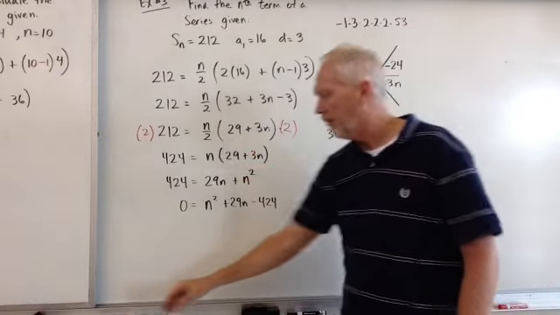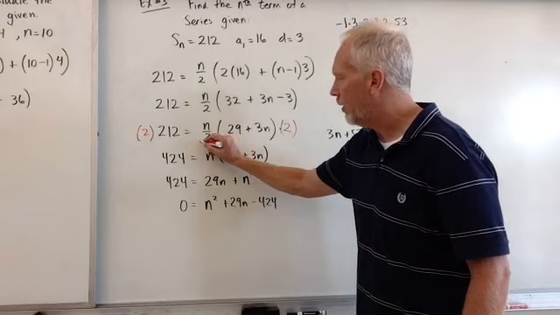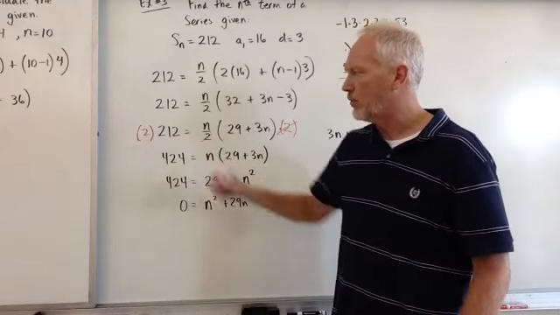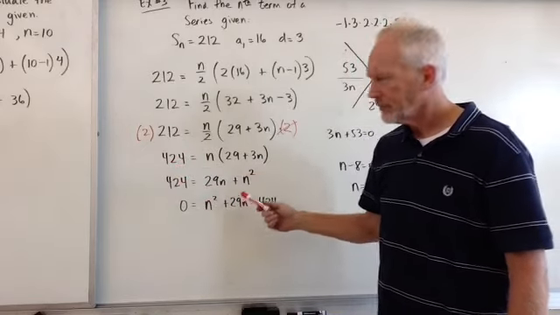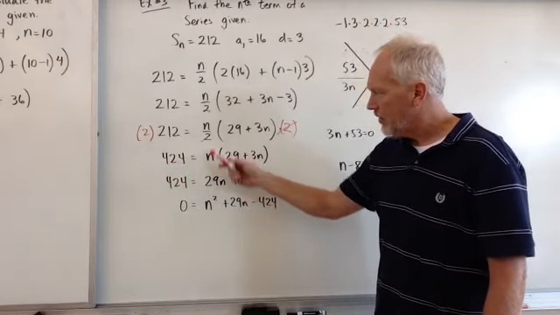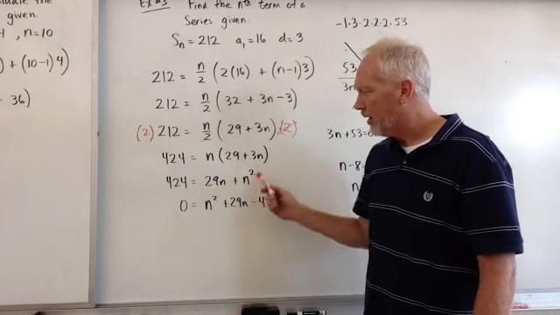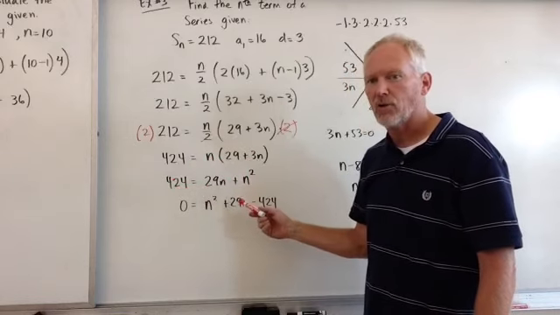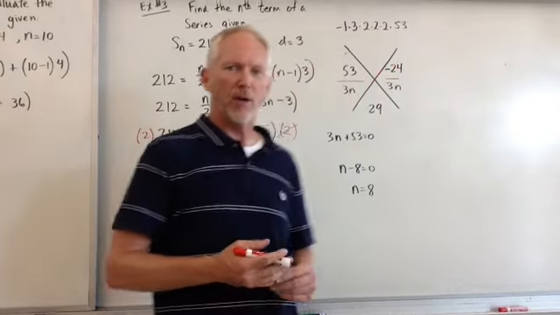Now if I multiply both sides of the equation by 2, I want to get rid of this 2. That will cancel out that 2. And now we're left with 2 times 212, which is 424. Then that is equal to n times the quantity 29 plus 3n. Look what we have here. By the time we distribute, we end up with a quadratic. And what do we do with quadratics? We factor quadratics. So let's factor it.